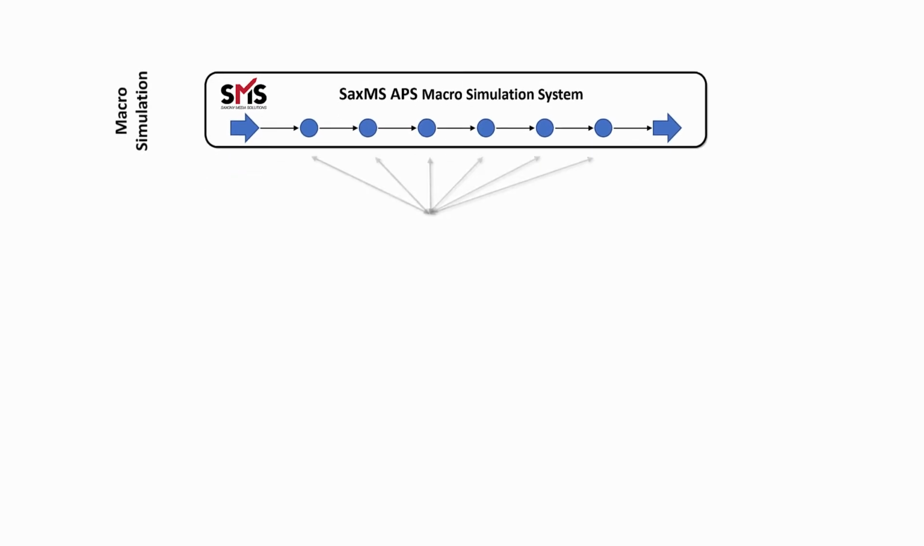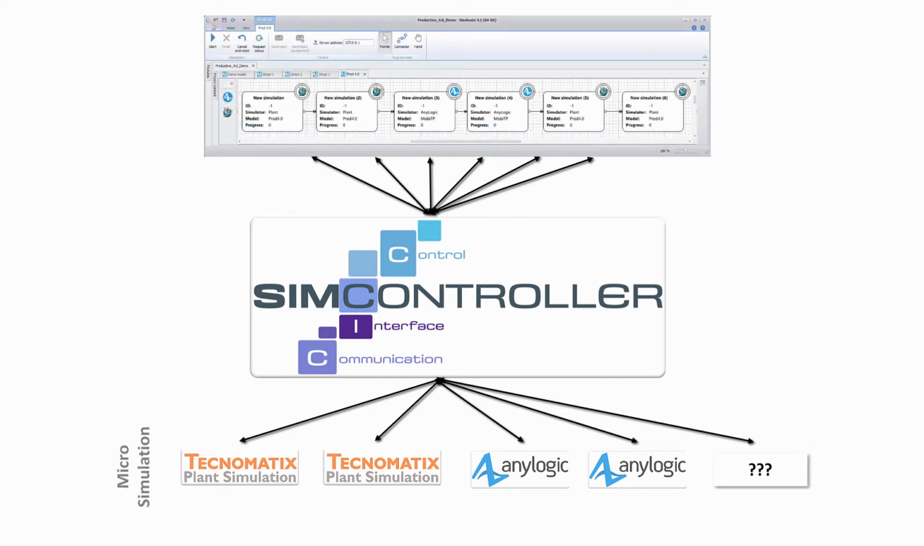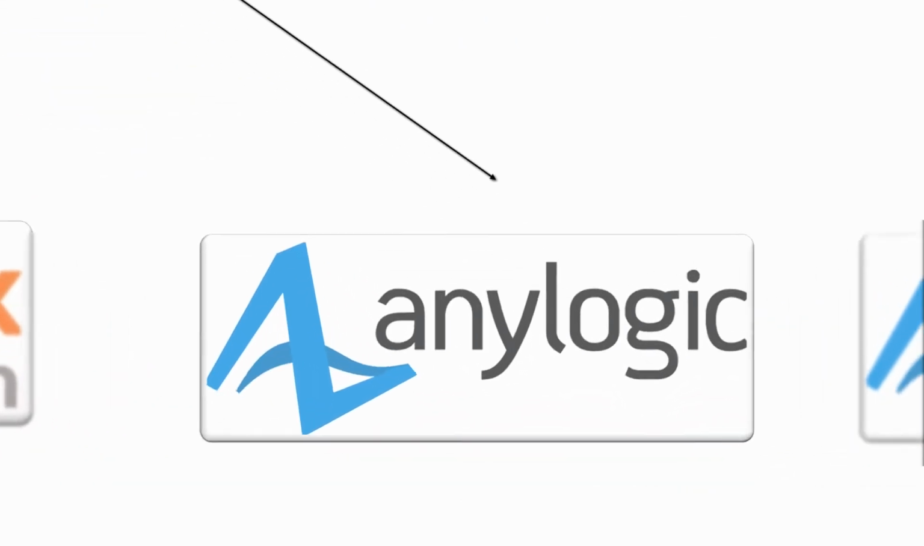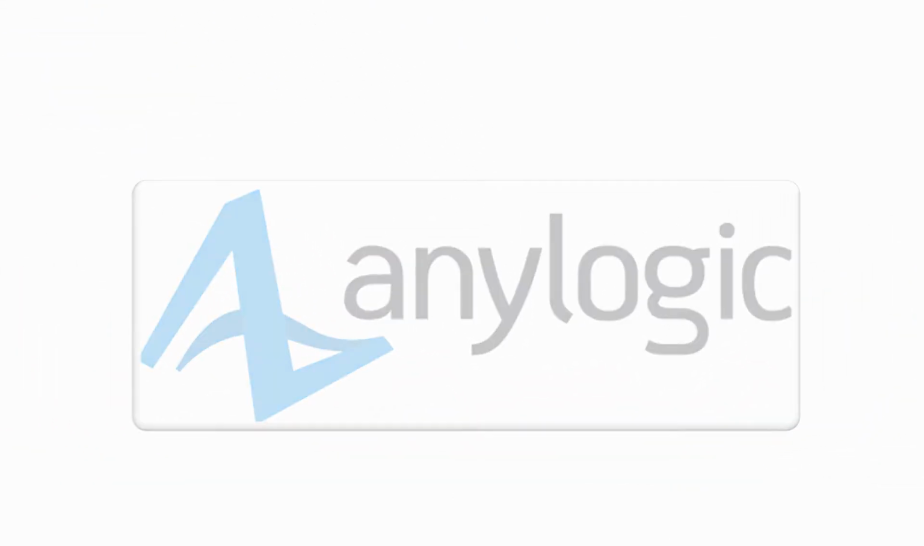Our efforts resulted in the idea to link a simulation model on the macro level, indicated in the upper part of the screen, with the simulations on the micro level as depicted in the lower part. Let's focus on one node of our macro simulation node chain and take a closer look at the micro simulation, which in this case is performed by the simulation software engine Anylogic.